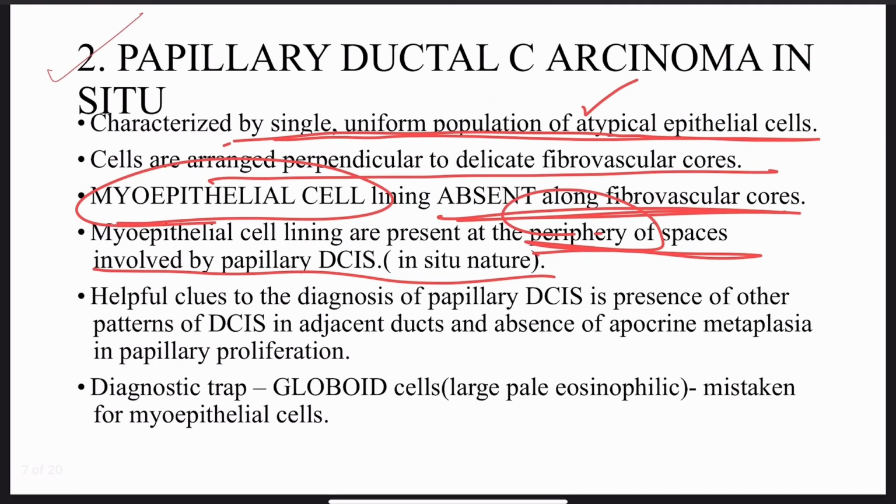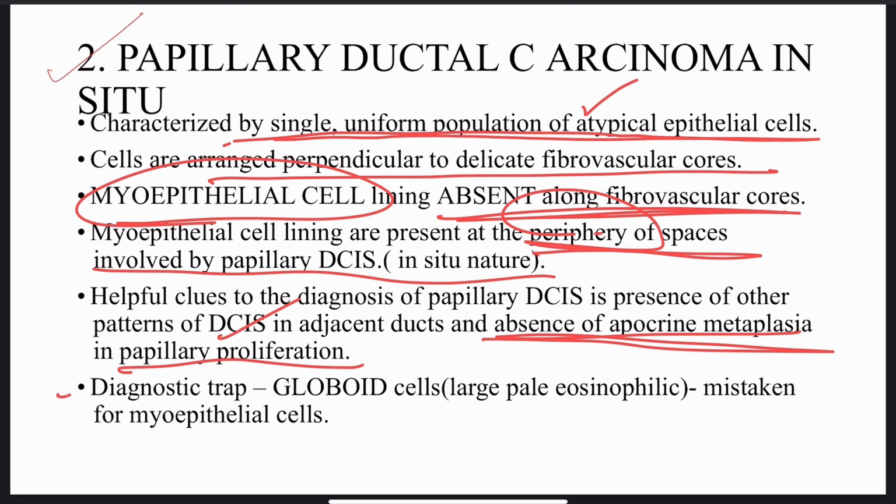And the helpful clue to the diagnosis of papillary DCIS is presence of other patterns of DCIS like cribriform or solid patterns. And there is absence of apocrine metaplasia. Apocrine metaplasia is nothing but increased eosinophilia, increased pinkishness of the cells, that is absent in papillary proliferation. In this extensively proliferating papillary epithelial cells, the apocrine metaplasia is absent. There is no increased pinkishness.